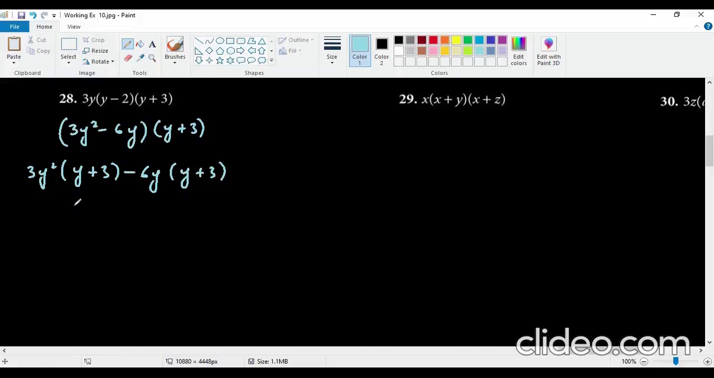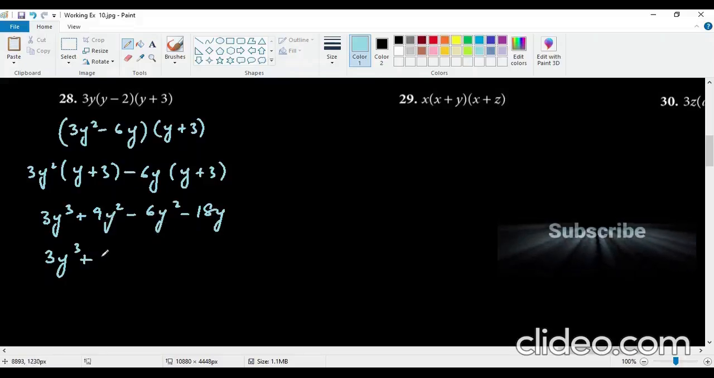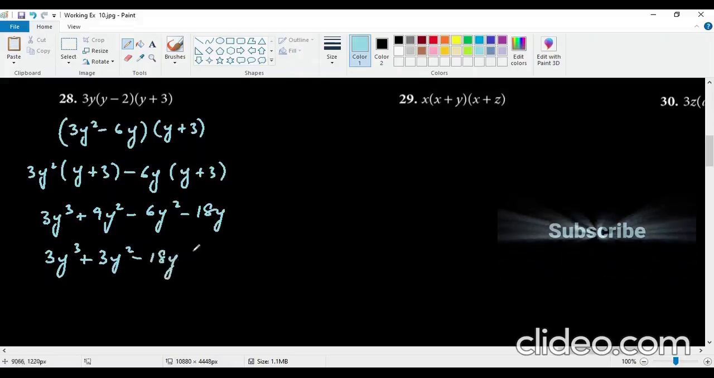So this is going to give me a 3y cube plus 9y square minus 6y square, and minus plus is a minus, 6 times 3 is a 18y. That means final answer is going to be 3y cube, and plus 9y square minus 6y square is going to give me a 3y square minus 18y as an answer for multiplication of all this in question number 28.